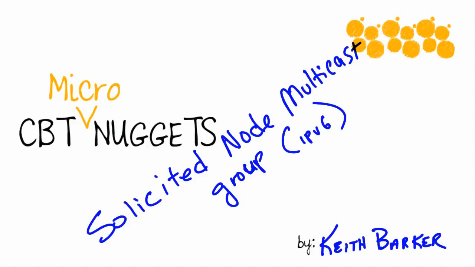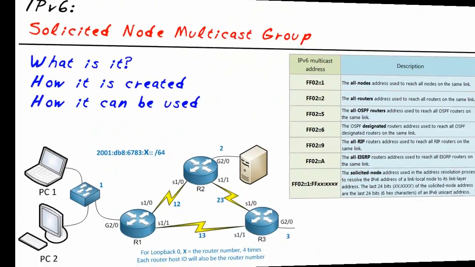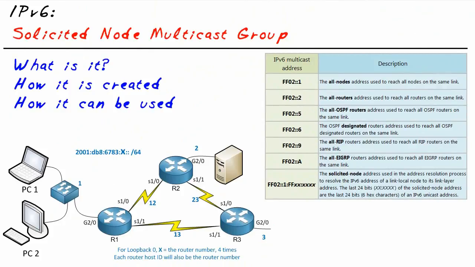Solicited node multicast groups in IPv6. If you've heard this term and are curious what it's all about, this nugget's for you. Let's jump in. Our objective in this MicroNugget is simple. We want to identify what in the world is a solicited node multicast group, how is it created, and how would we use it? Let's start off with the first question, what exactly is it?